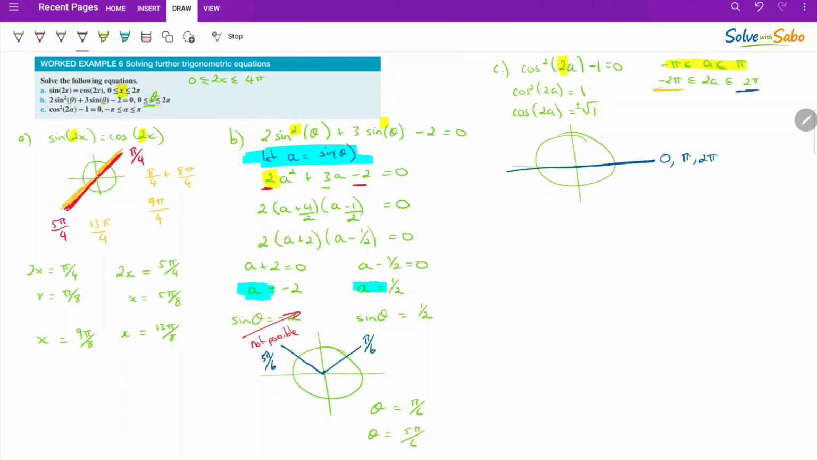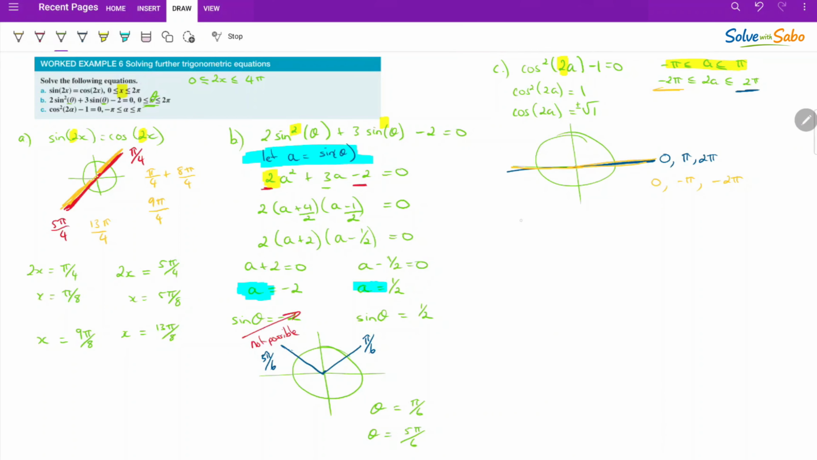Then in the yellow direction, also 0. Then negative pi. Then negative 2 pi. So there's 5 different solutions. I know we want to say 6, but let's be honest, 0 and 0 are the same answer. So there's 5 different solutions.